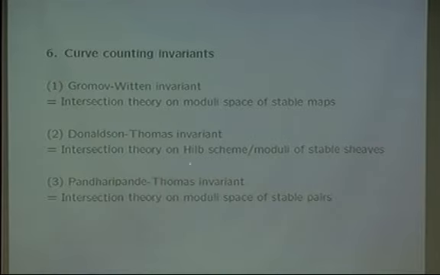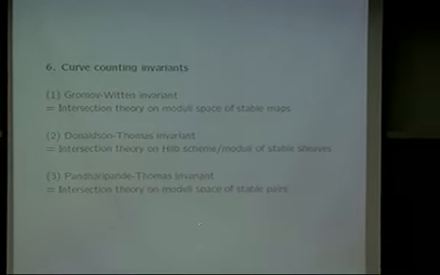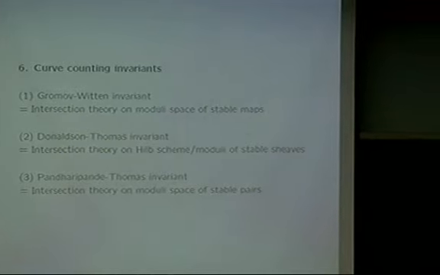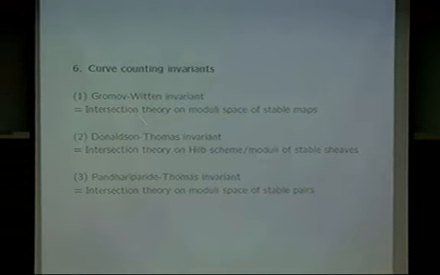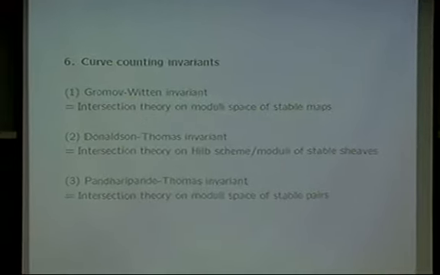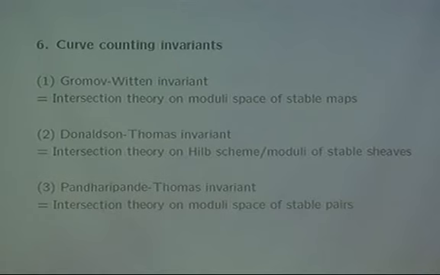Donaldson-Thomas invariant is the intersection numbers on the Hilbert scheme. That's one thing. Or intersection numbers on the moduli of stable sheaves. And also there is a recent invariant by Pandharipande-Thomas, which is intersection theory on the moduli space of stable pairs, whatever that is. So anyway, the point is that the philosophy is the same, intersection theory on moduli spaces, but they use different compactifications. And they are all different numbers.